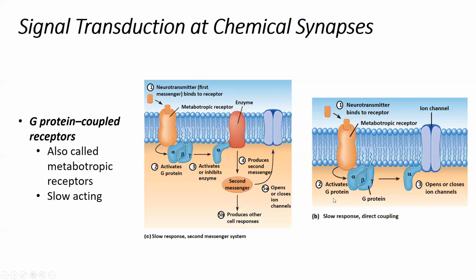The second option for this G protein coupled receptor is that there is a slow response, and this is a direct coupling. So this is going to activate this protein subunit, which will bind to another channel somewhere else in the membrane, and this will either open or close this channel. So we can do one of two things. We can activate an enzyme that secretes some type of second messenger molecule, or we can activate another ion channel which opens or closes, and that will bring about a different cellular response.